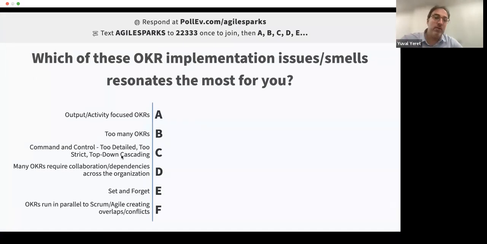So let's pause here. I want to ask you, if you've seen OKRs in an organization, or even just theoretically based on what I've talked about, which of these OKR implementation issues or smells resonates the most for you as something important to try to address? You can answer this by going to polev.com/AgileSparks. I'll type that in the chat and just type in your answer.